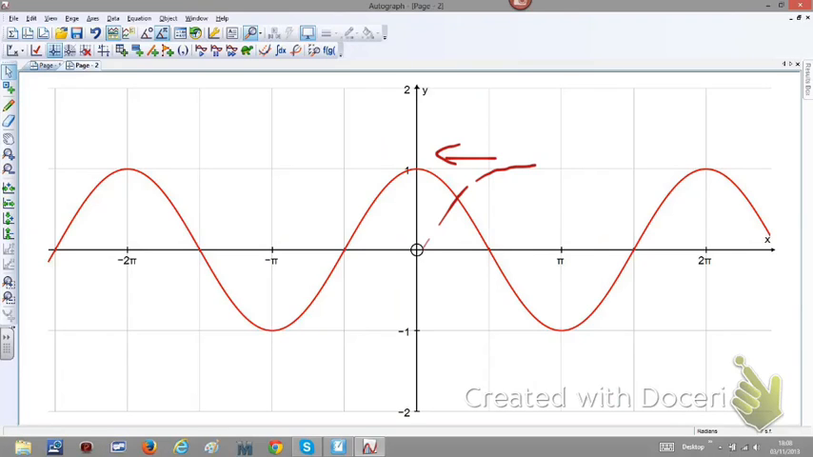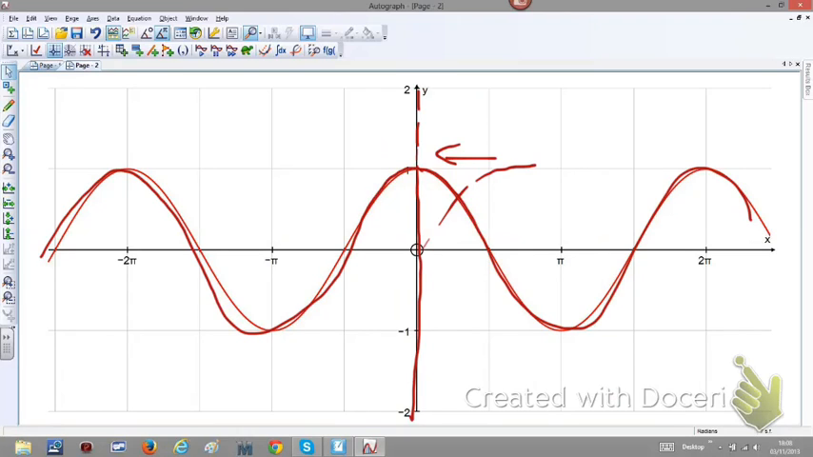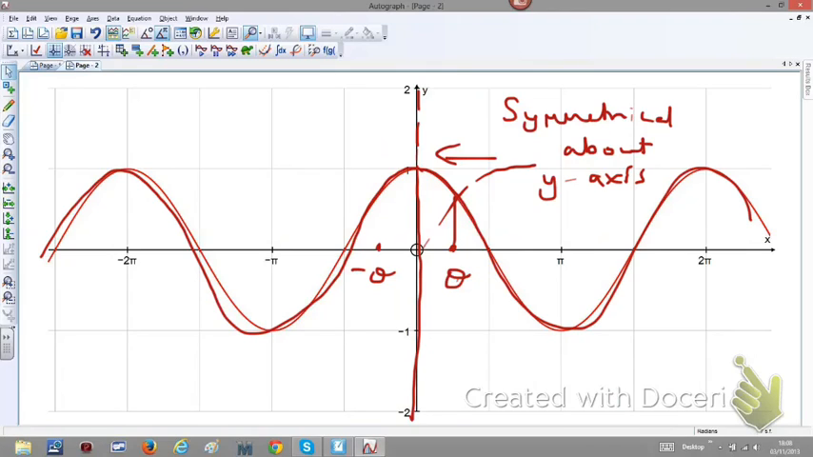Now this time, some of the features is if we draw a line along the y-axis, we can see that the positive side is a reflection of the negative side. So it's symmetrical about the y-axis. And that also means that for every value of theta, if we look at the negative value of theta, it's going to give us exactly the same cos value. And that will be useful later.